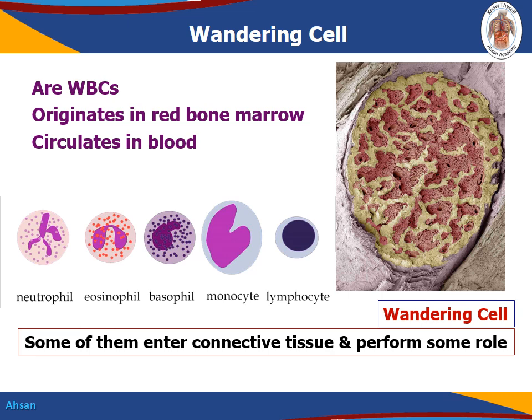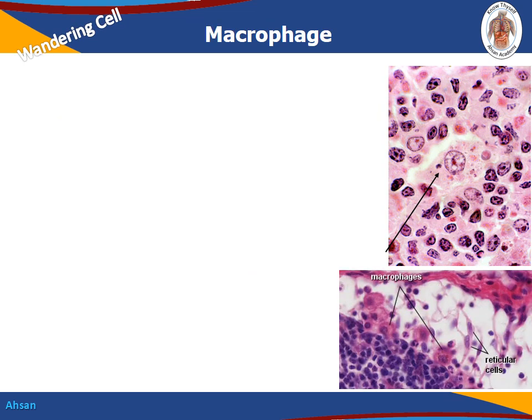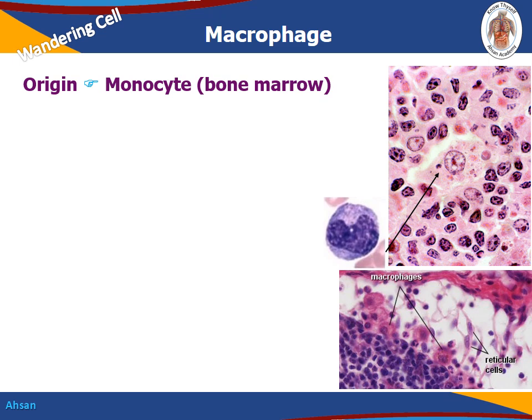Let us discuss one by one the wandering cells of the connective tissue with their function. Macrophage is a large size wandering cell of the connective tissue. They originate from the monocytes. Monocytes are the cells that develop in the bone marrow, and these monocytes circulate in the blood and settle down in the connective tissue as macrophages.